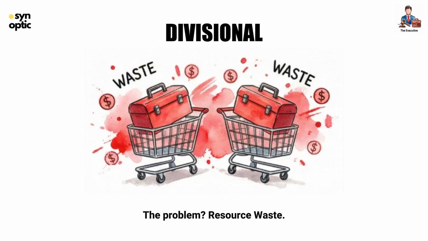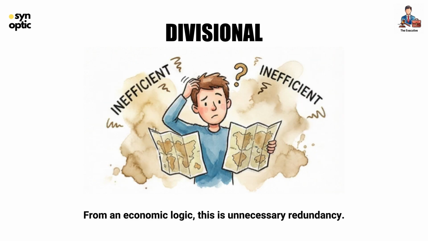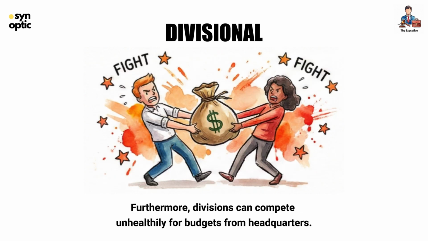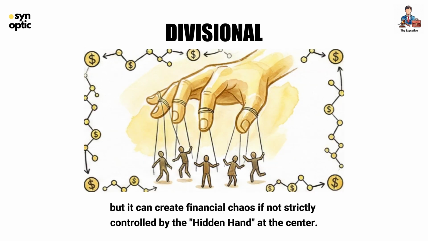The problem? Resource waste. You have an IT team in A division and another IT team in B division. From an economic logic, this is unnecessary redundancy. Furthermore, divisions can compete unhealthily for budgets from headquarters. The divisional structure is powerful for winning specific markets, but it can create financial chaos if not strictly controlled by the hidden hand at the center.